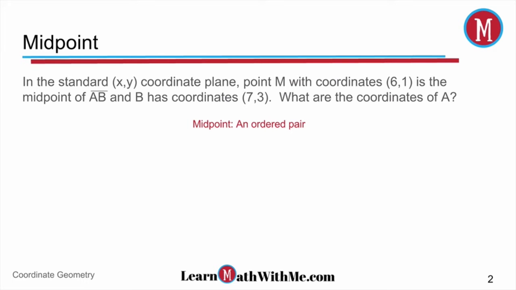So when we're trying to find a midpoint, remember that that is an ordered pair. We're going to find an XY point, and it comes in the form of (x1 plus x2) over 2 and (y1 plus y2) over 2. It is the midpoint, the middle point of the x values and the y values. So in our problem, we're already given what the midpoint is. They tell us point M is 6, 1.